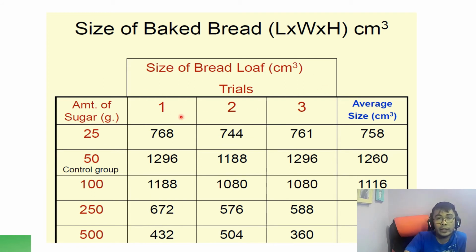Then we have different trials or replicates. Trial 1, Trial 2, Trial 3. And these are the results of these different trials. And in the last column, you can show here the average size of the bread in cubic centimeter. How do we get the size? Average size, we just get the sum of these 3 and then divided by 2. Okay? So ito po yung tables, results ng experiment ni John. So now, try to observe the data found in the table. So yun yung pinakamalaking average size ng bread. Okay? Meron tayo dito sa control group na tinatawag.